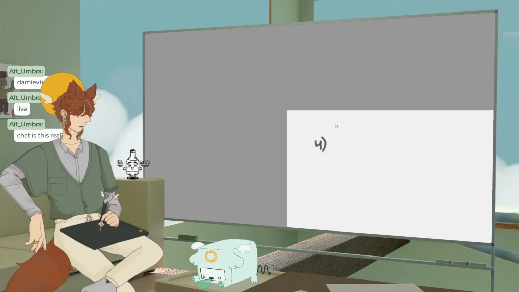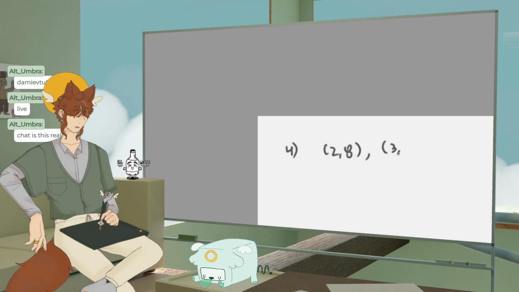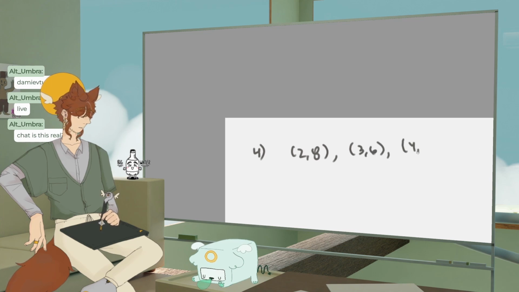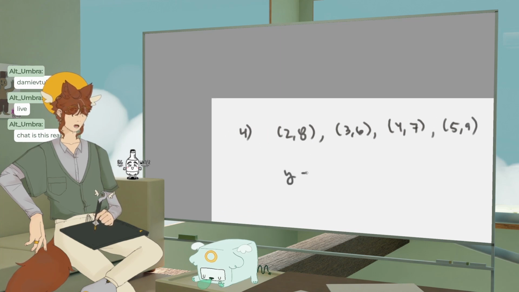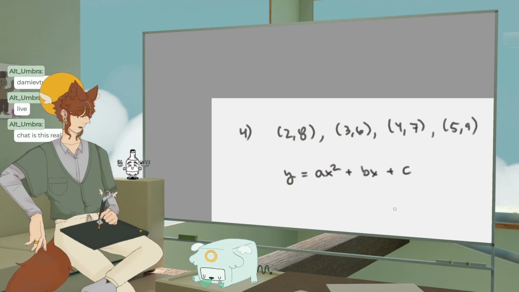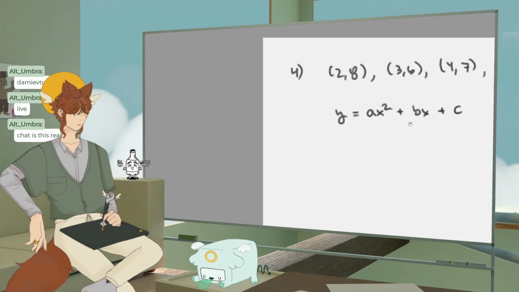Suppose you have a data set consisting of the points (2, 8), (3, 6), (4, 7), and (5, 9), and you wish to fit a parabola y equals ax squared plus bx plus c to this data. Find the matrix A and the vector y so that you can set up the normal equation. Work out A transpose A and A transpose y, and write down the vector v in terms of a, b, and c. Solve the matrix equation. Okay, so running it back, essentially.